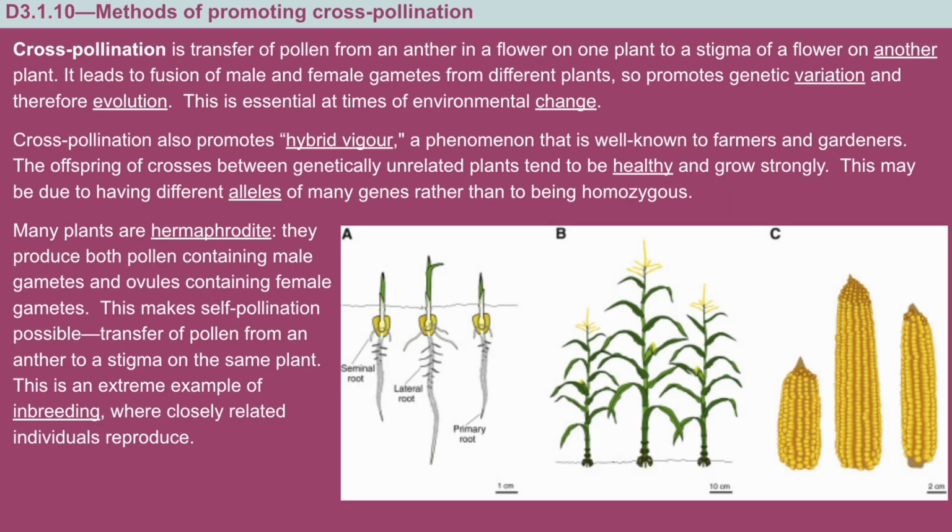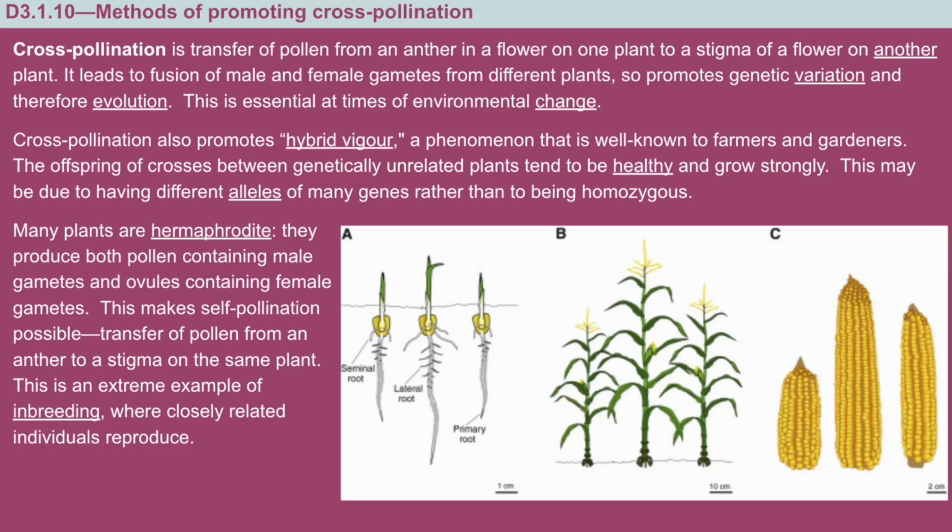Next up, cross-pollination is transfer of pollen from anther in the flower on one plant to the stigma of a flower on another plant. This leads to fusion of male and female gametes from different plants, okay, which is great because we have genetic variation occurring then. We can have evolution occur, and this is essential at times of environmental change. Cross-pollination also promotes hybrid vigor. Okay, this just means that when you have genetically unrelated plants crossing, they tend to be very healthy. This may be due to having different alleles of many genes rather than just being homozygous and having two identical copies of a gene.